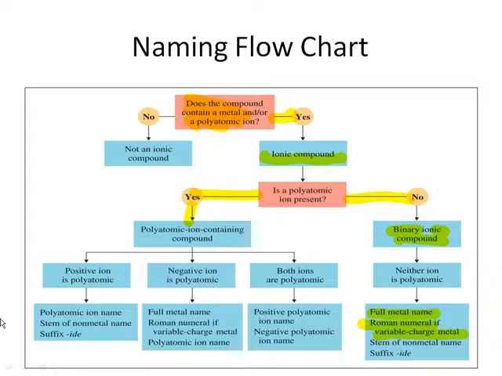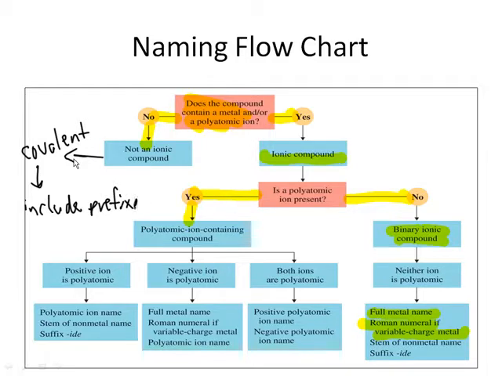If the compound doesn't contain an ion, then that means it's not an ionic compound, and that means, let's just augment our flowchart here. That means you have a covalent compound, which means that you're going to include prefixes for how many there are. I'm going to run out of space there.